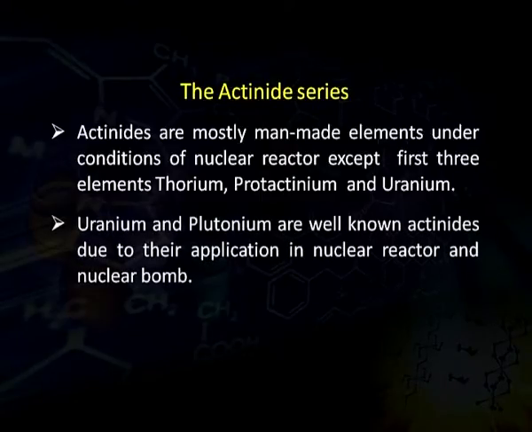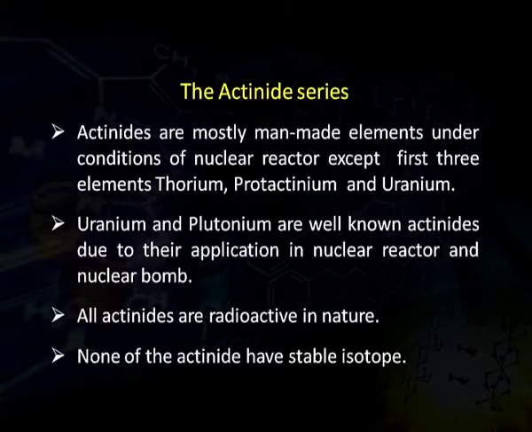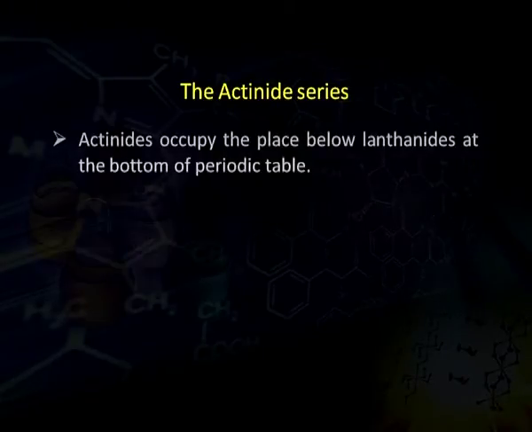Uranium and plutonium are well known actinides due to their application in nuclear reactors and nuclear bombs. Particularly, plutonium is used in nuclear bombs. All the actinides are radioactive in nature. None of the actinides has any stable isotope. Actinides occupy the place just below the lanthanides at the bottom of the periodic table.